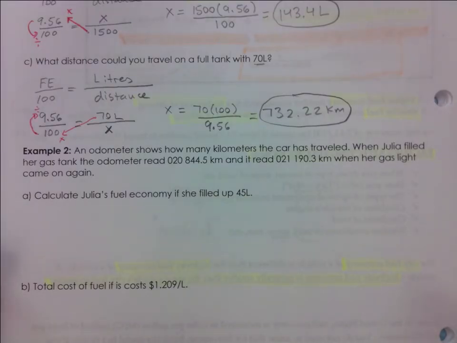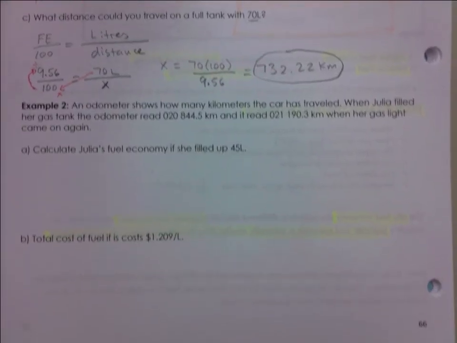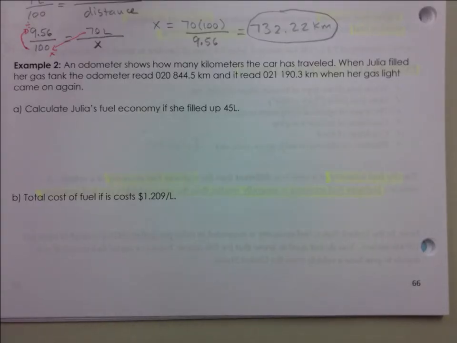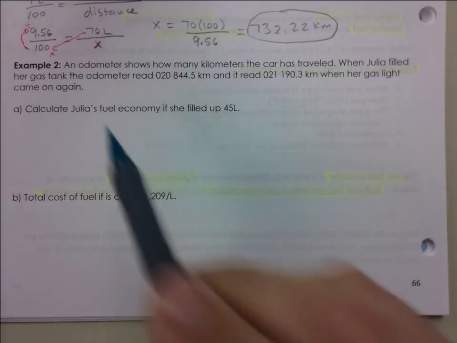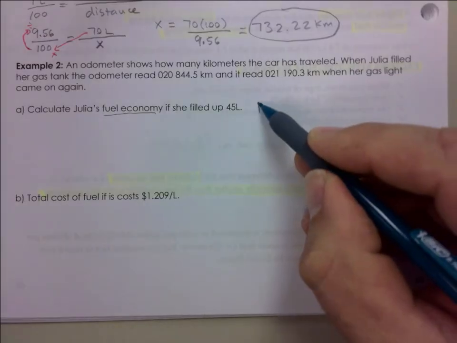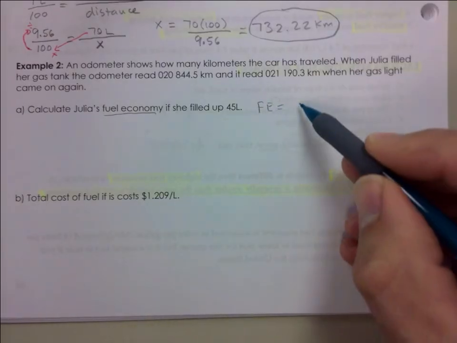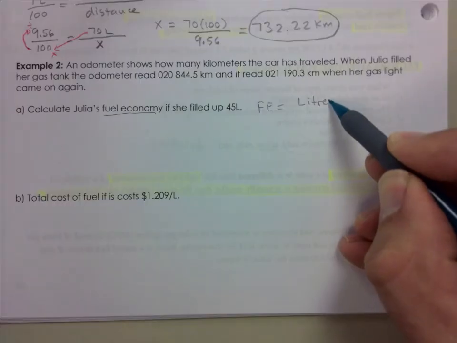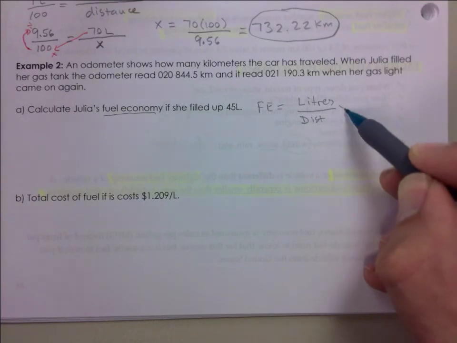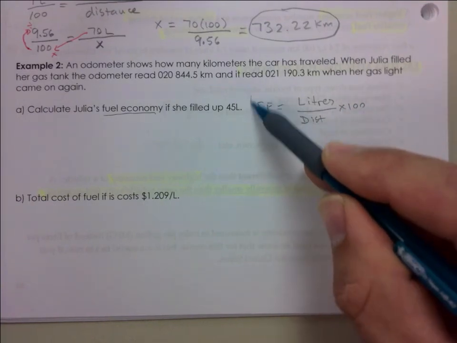All right, I want you to try example 2 here real quick. Without talking, just don't go anywhere, just try this one right now. Example 2, it's asking you for the fuel economy, so you have to figure out how many liters did you use, and what distance did you travel, and then multiply that by 100.